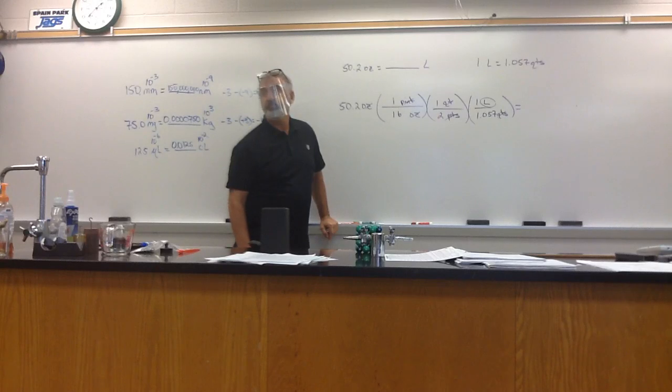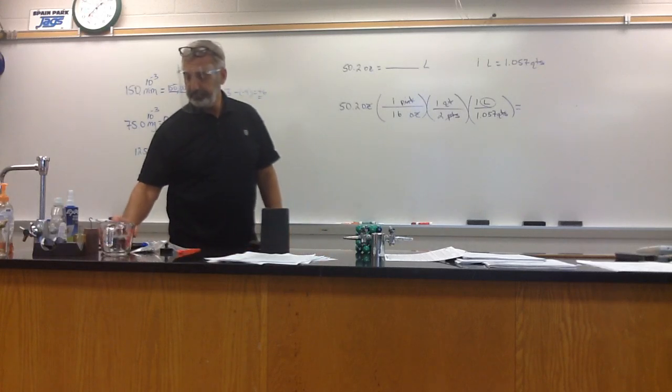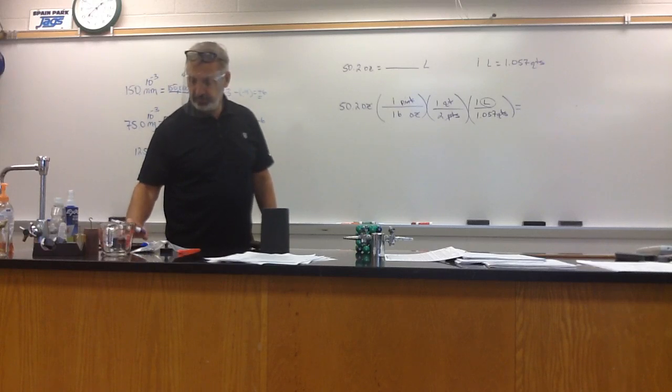And we get... I see 2 people, 3 people. You guys need to learn how to use your calculator. Make sure you know how to do all this. Anybody? You going to make me do it? 50.2 divided by 16 divided by 2 divided by 1.057. I get 1.484.